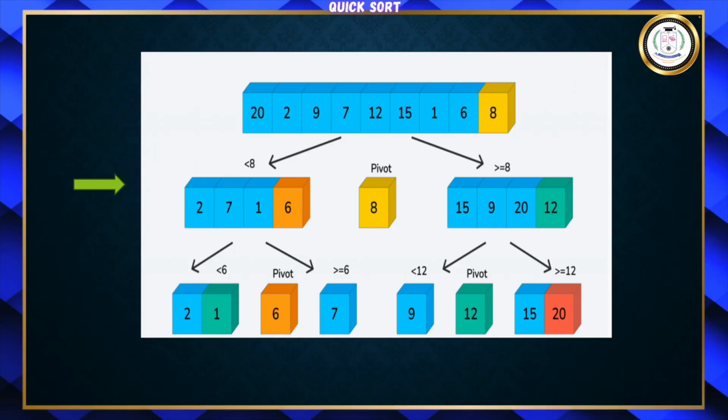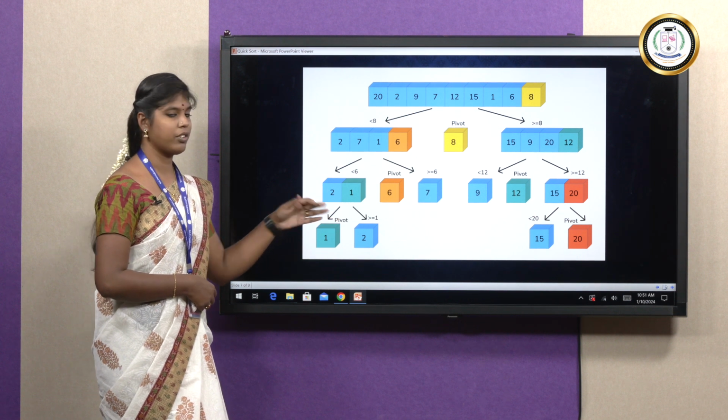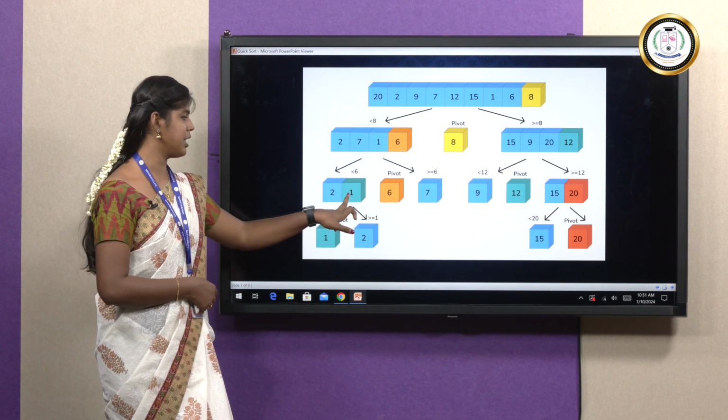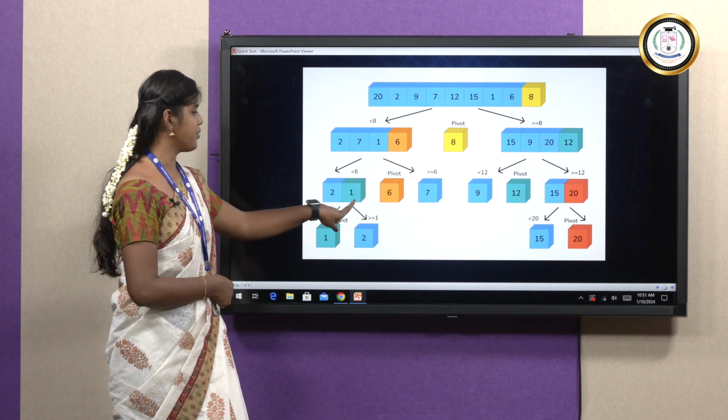So likewise you need to sort each and every one. The next step will be, this is the last step. See, again I will be having 2 and 1 there. When coming down to the last two elements, there will be one condition. You have to check whether it is greater or less than. That means you have to again choose the last element as the pivot. Here I'll be having only two elements. One is 2, another one is 1.